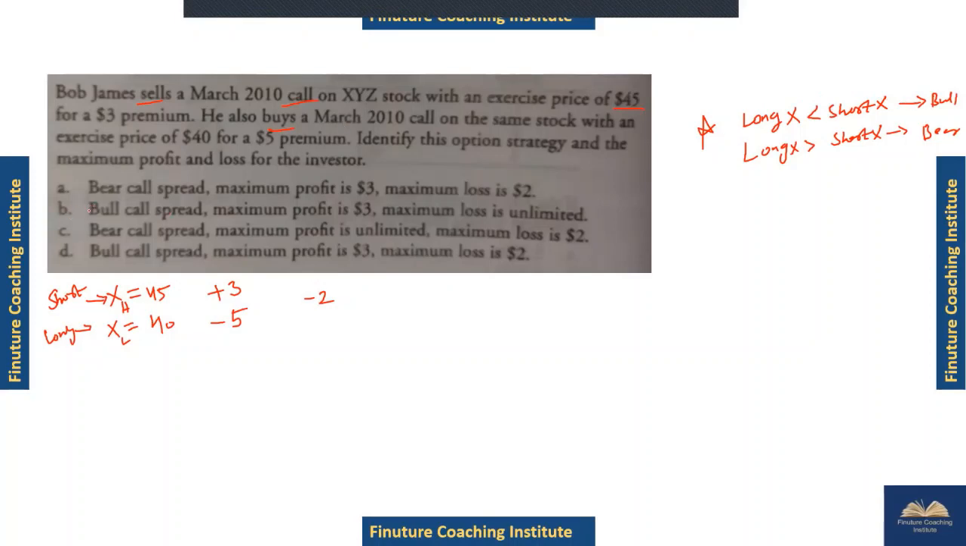So these are the two eligible options, option B and option D. In the other one the maximum loss is unlimited. In this case, the maximum loss will be minus 2. The differential between the two strikes is your payoff: 45 minus 40, $5 is your payoff, but your premium outflow is $2. So your profit is 3. So $3 profit with a maximum loss of $2. So option D is correct. Most important to note this because it will easily help you to identify the strategy.